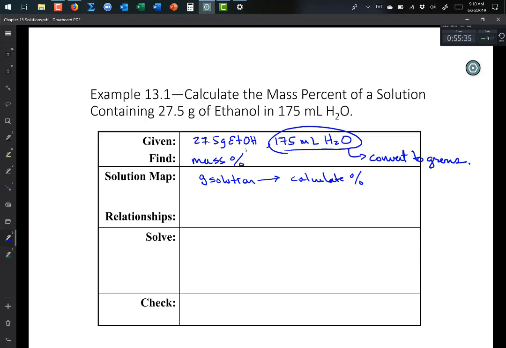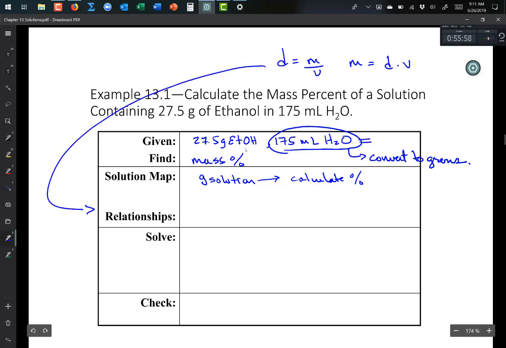Now, if this wasn't water, you would have to use the density to figure out what the mass was, right? So you know that density is equal to mass divided by volume, so the mass of a solution or a substance would be density times volume. But since the density is 1, the numbers for the volume and the mass are going to be the same. So this is one of the relationships that goes down in here.